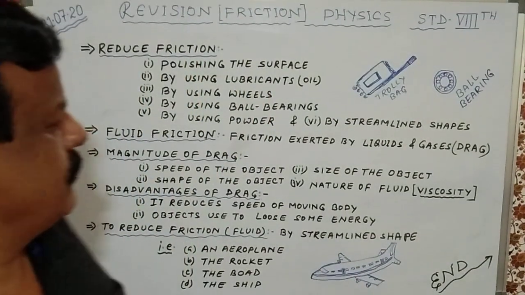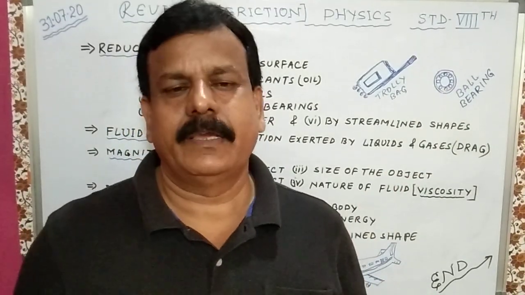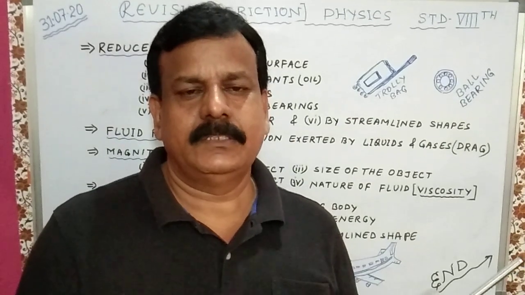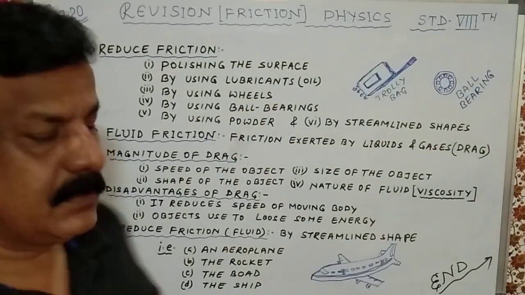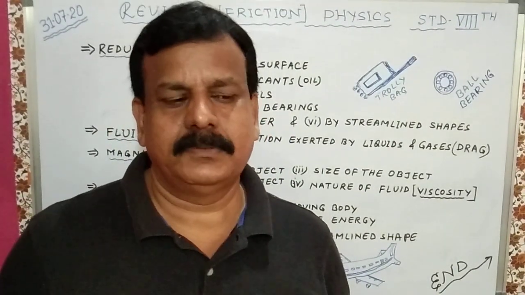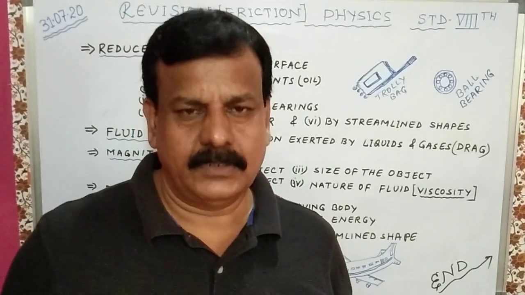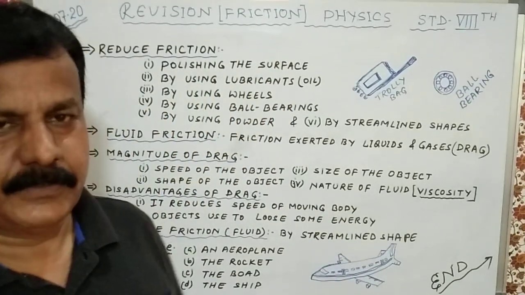Number 4, by using ball bearings. You have seen these ball bearings. By using ball bearings we can reduce the friction. It is used in machine parts also. And number 5, by using powder we can reduce the friction. You have seen the carom board, while playing carom you use boric powder to reduce the friction, to make the surface smooth.